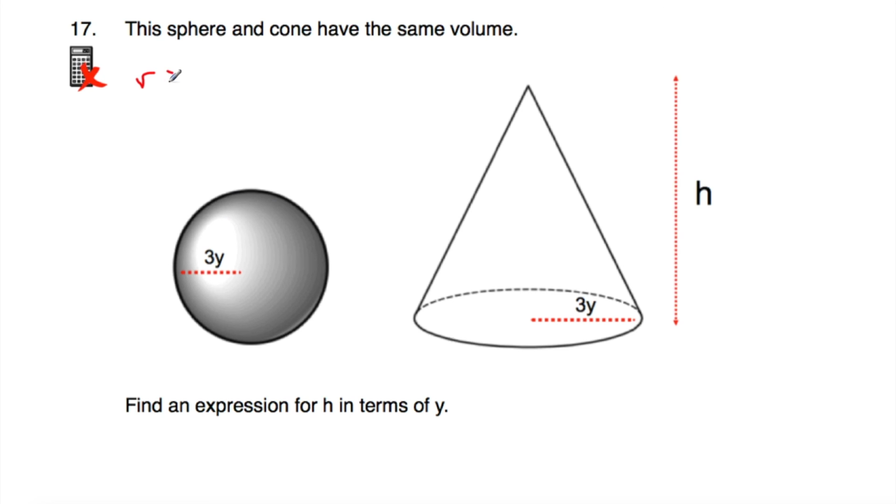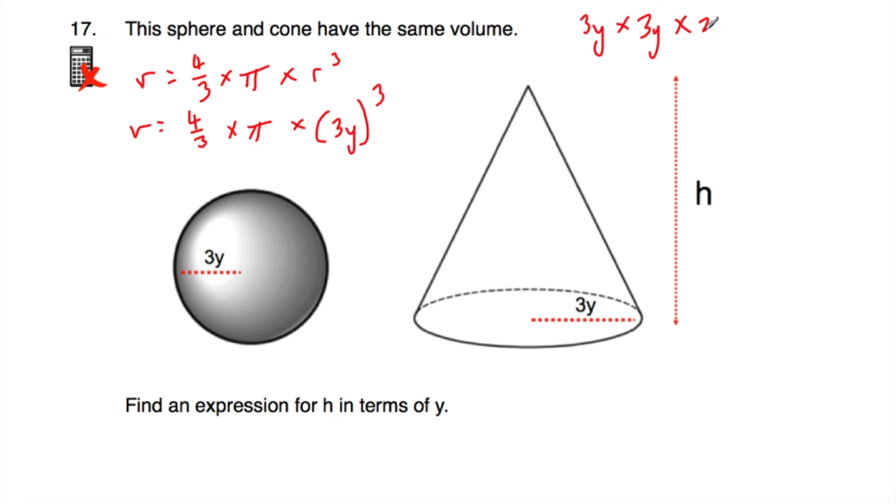So the volume of a sphere is equal to 4/3 multiplied by pi multiplied by the radius cubed. So that's going to be 4/3 multiplied by pi multiplied by the radius, which is 3y, cubed. Now, thinking of our order of operations, we've got to cube this. 3 cubed is 27 and y cubed is y cubed. So it's going to be 27y cubed. If you think about it, 3y multiplied by 3y multiplied by 3y would be equal to 3 times 3 times 3 is 27, and y times y times y would be y cubed.